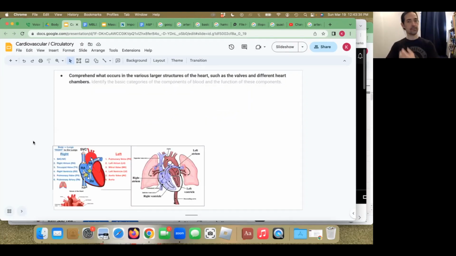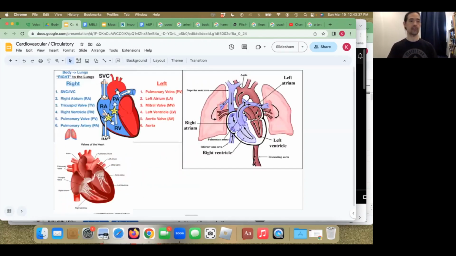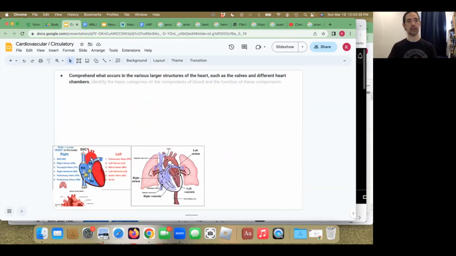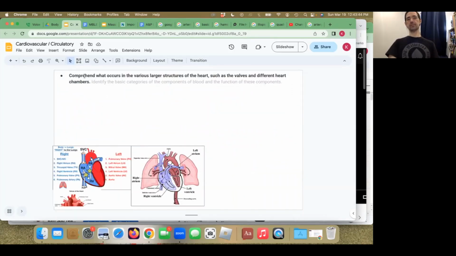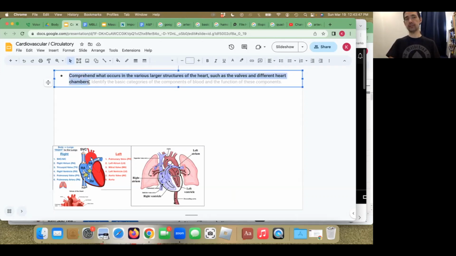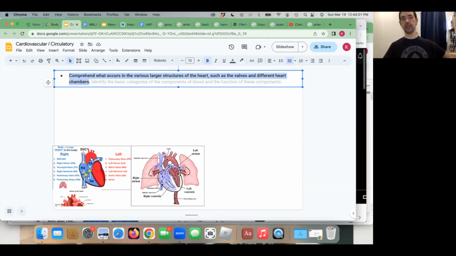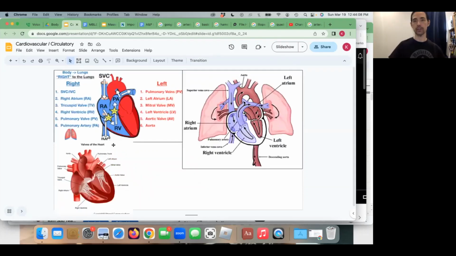So let's get into the flow of blood out of the heart toward the lungs and into the body and back. There are 2 slides for this. The first is just stating the learning objective or the study point, and that's to comprehend what occurs in the various larger structures of the heart, such as the valves and the different heart chambers. So we're going to look at the heart and the larger structures. Here's a small graphic of the heart and the lungs, and on the next page are the larger pictures.